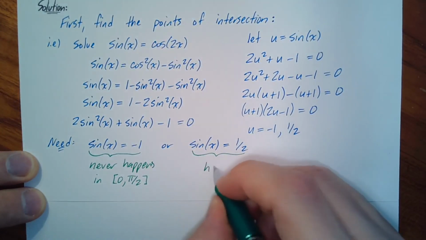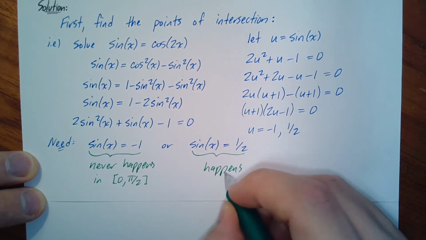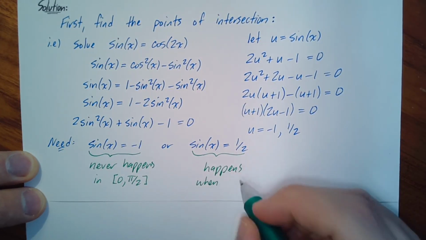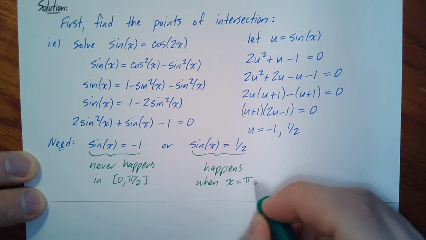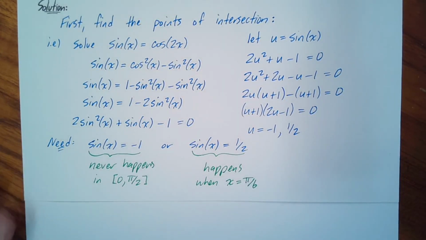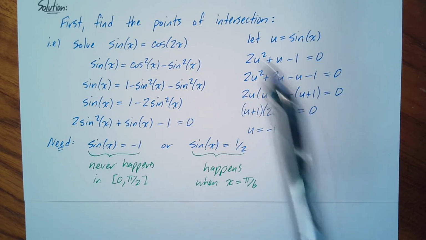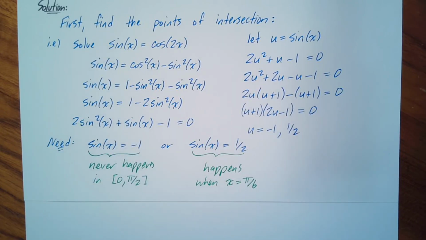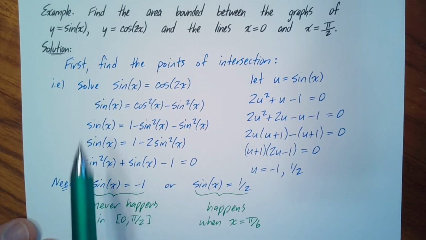So this happens when x is equal to pi over 6. So that is actually going to be how we break up our definite integral. And that's what we can do on the next page. We'll actually go ahead and finally calculate the area. But all of this work was just to find the intersection point between the graphs of these two functions.